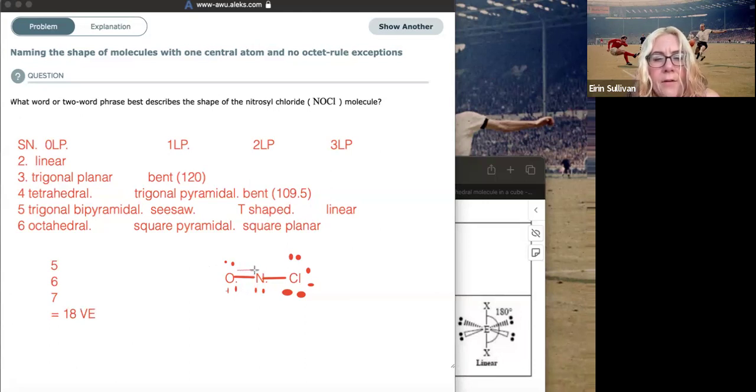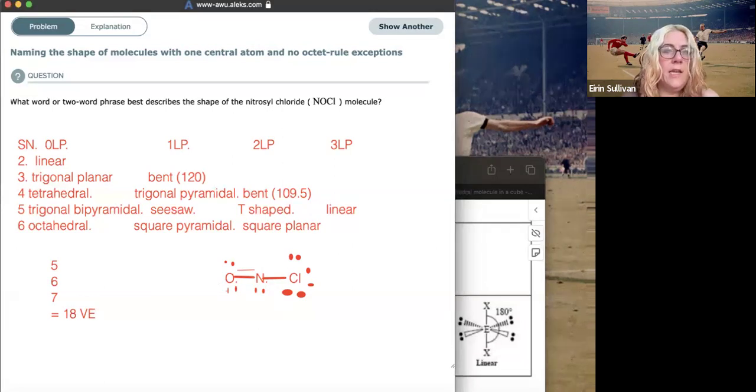So now, if I look at that, I've got 2, 4, 6, 8, 10, 12, 14, 16, 18 electrons. Nitrogen should have an octet, 2, 4, 6, 8. I'm happy with that. So that's what you've got to do before you even get to deciding what the electron group geometry and therefore the molecular structure is going to be.